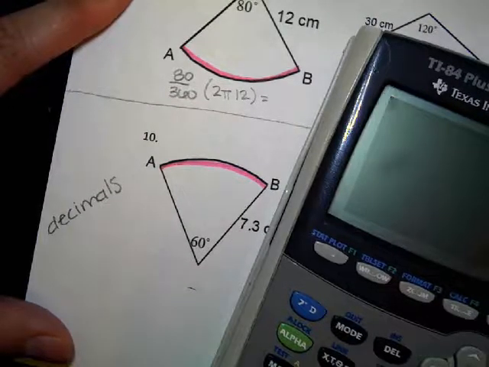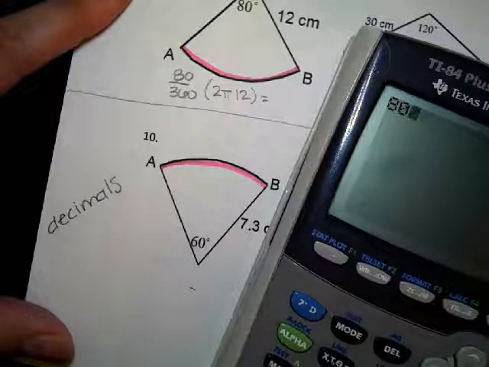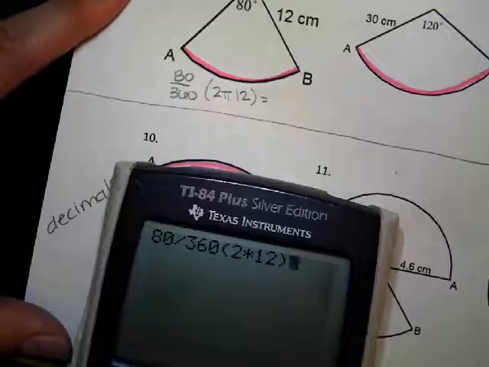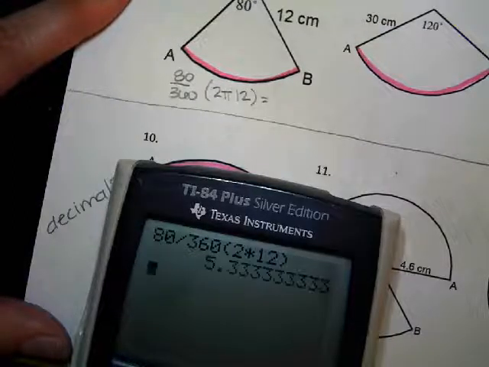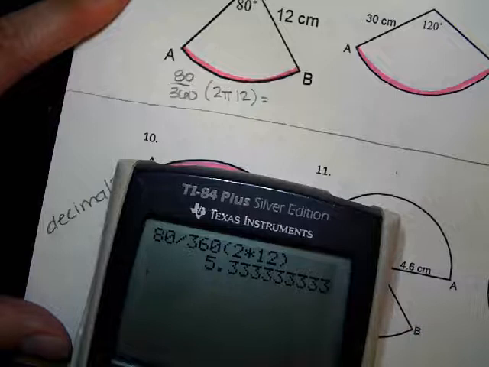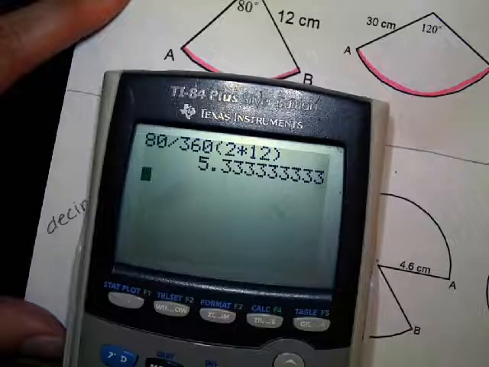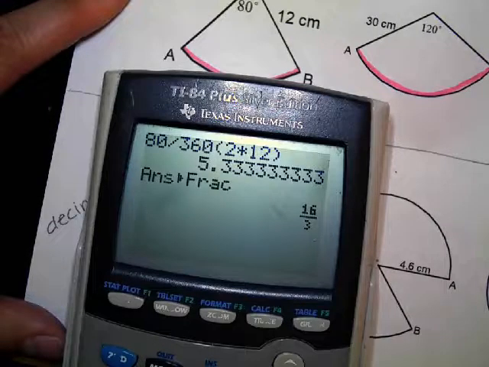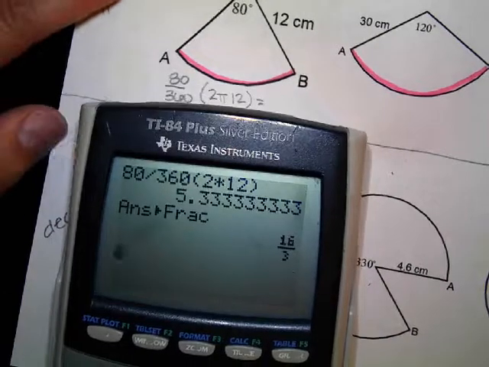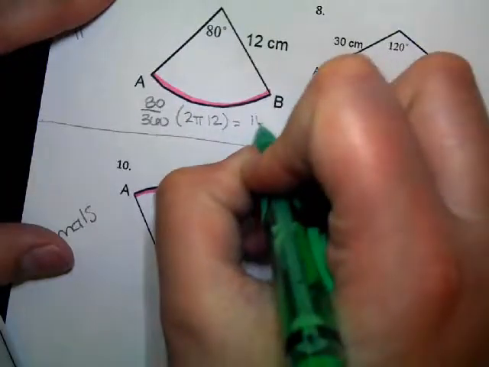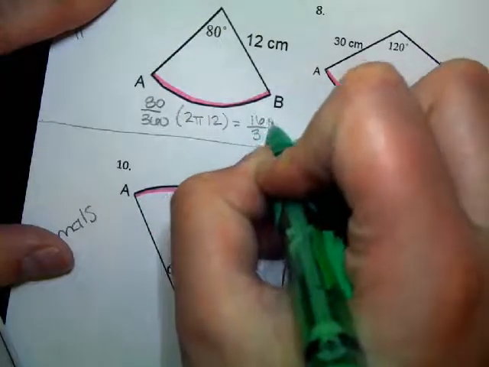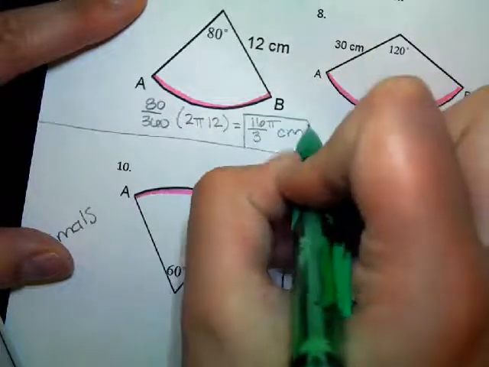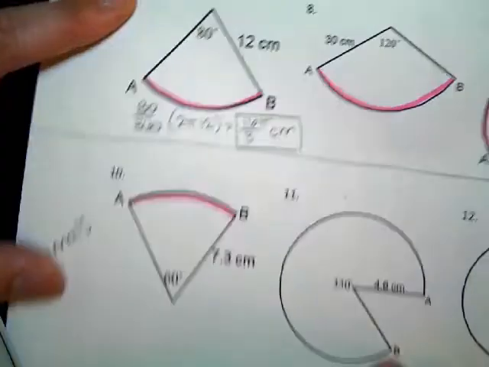So we're going to do 80 out of 360 times 2 times 12. We are not putting the pi in the calculator because we are writing the pi on the paper. Now, this decimal answer I would have to round, so I'm not going to put the decimal, I'm going to put the fraction for this one. So I'm going to write 16 thirds pi, or you can write 16 pi thirds, it does not matter, and then centimeters. There's my answer. So showing my work, writing my answer.